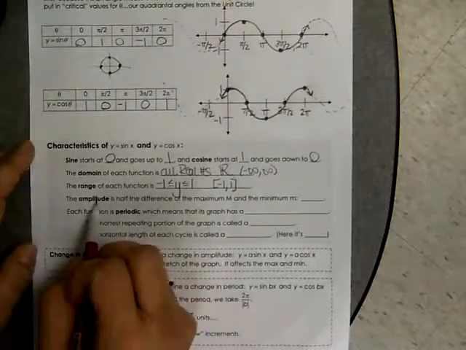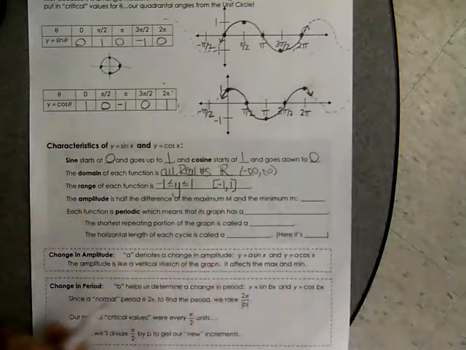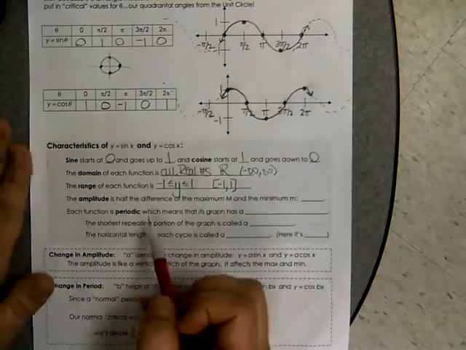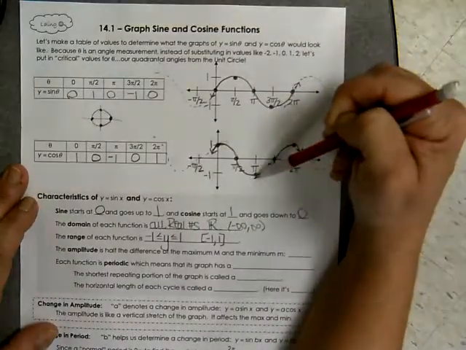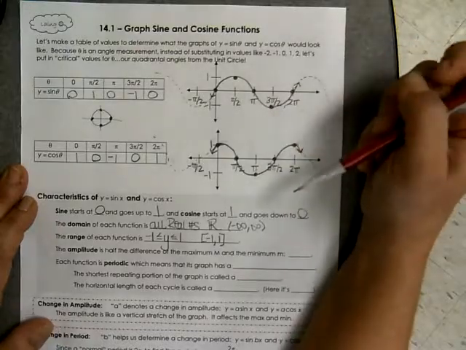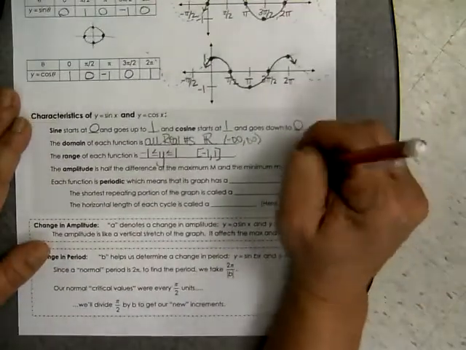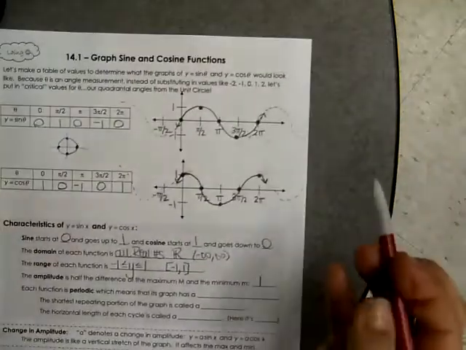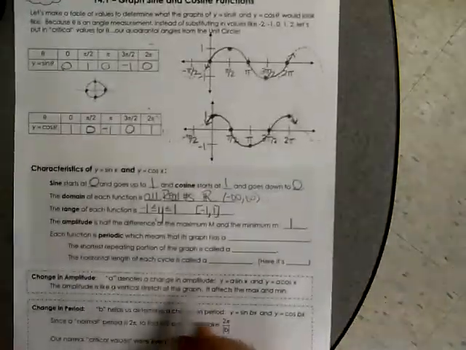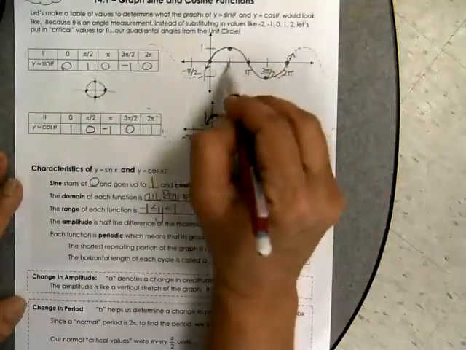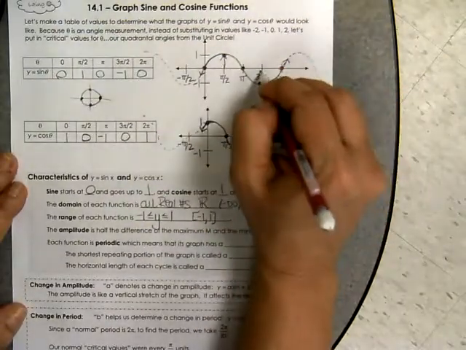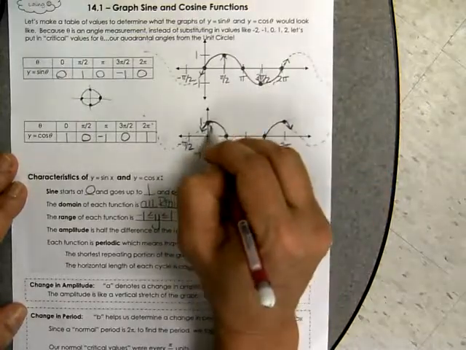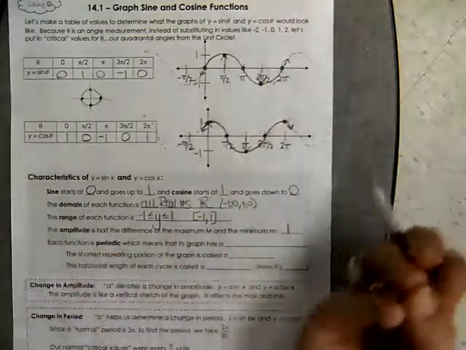Now the amplitude we're going to see is like the stretch in the graph. It's half the difference between the maximum and minimum. And when we look at our maximum 1 and our minimum negative 1, 1 minus negative 1 is 2. So our amplitude here is 1. And again, the amplitude is like a stretch of the graph. Notice that in these very basic graphs from the axis, we're only moving by 1 above and 1 below the axis at the high and low points.